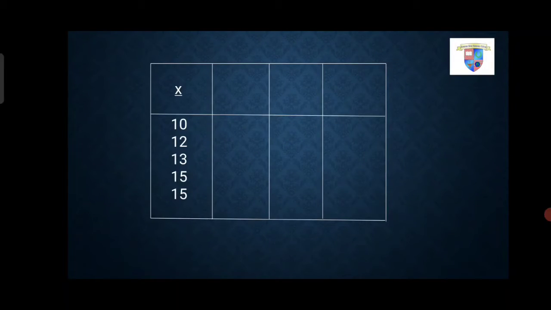So we have here the x, the data, which is 10, 12, 13, 15, and 15. So our mu and x bar, or the population mean and sample mean, is 13. As I discussed earlier, our mean is 13.